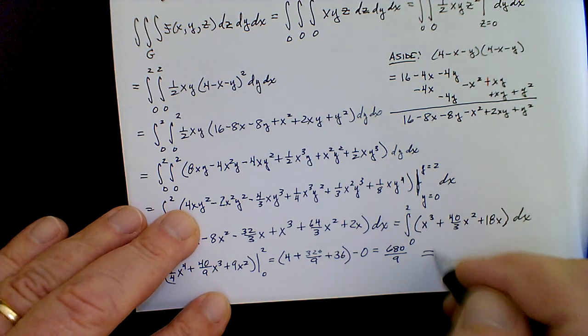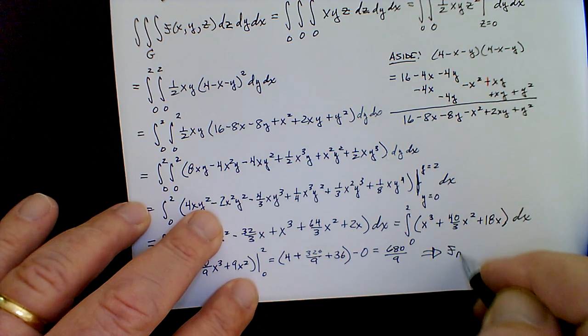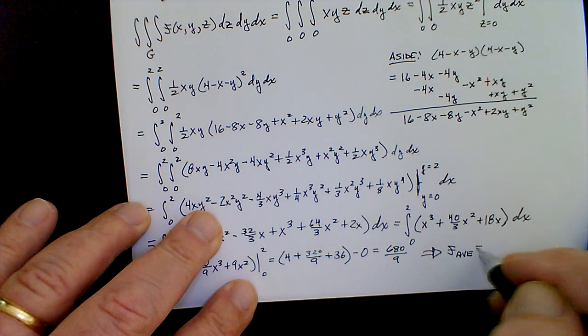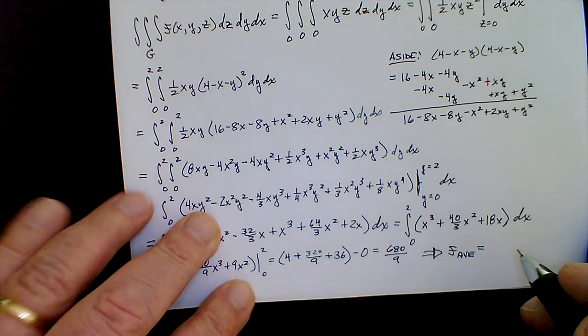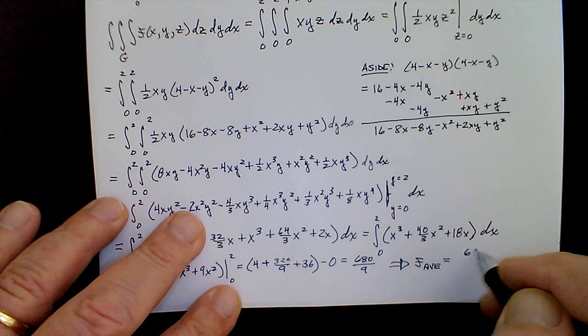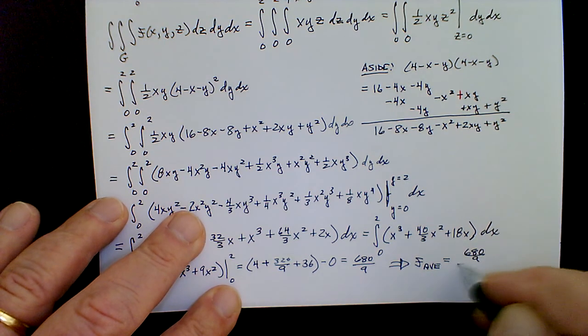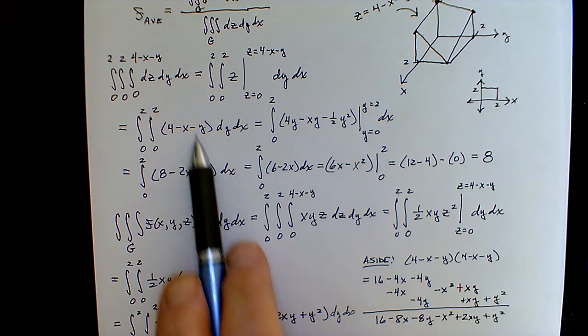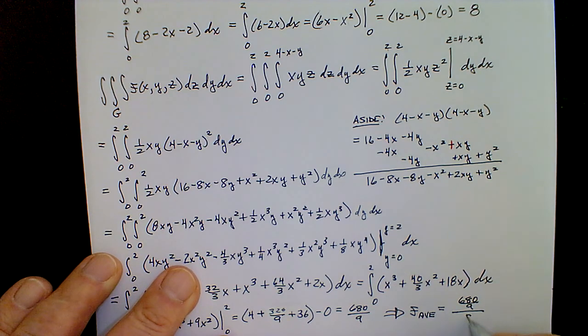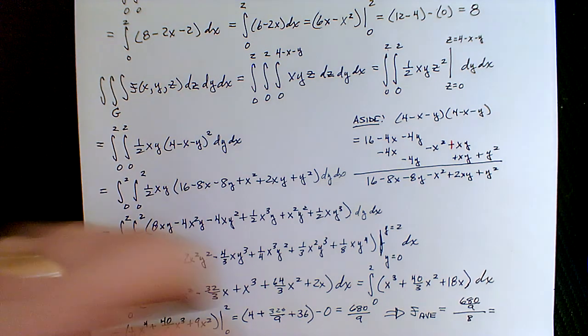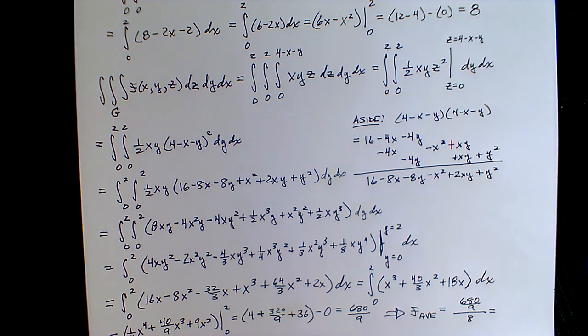Okay, so then finally, F average. I got a little out of control. F average would be the 680 over 9 divided by the original volume that we had. What was that? That was the 8. And let's see, yeah, this reduces to 85 over 9.